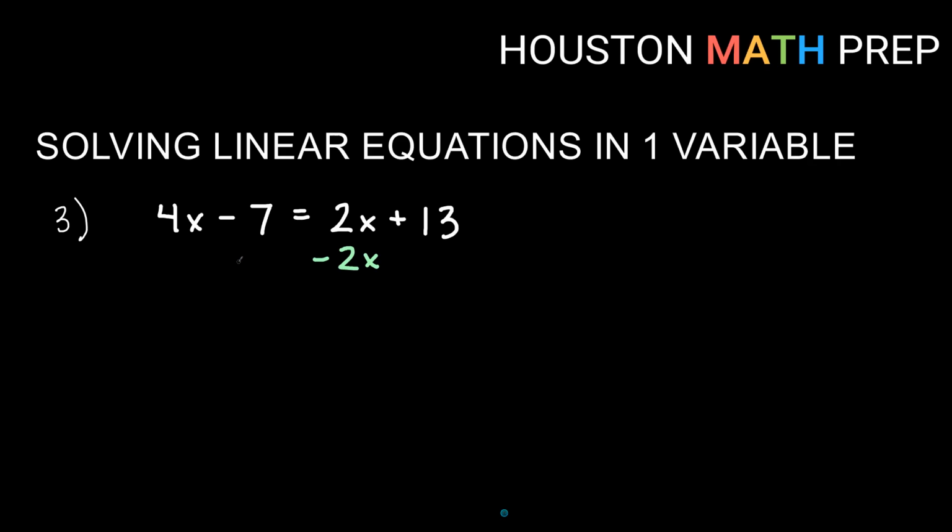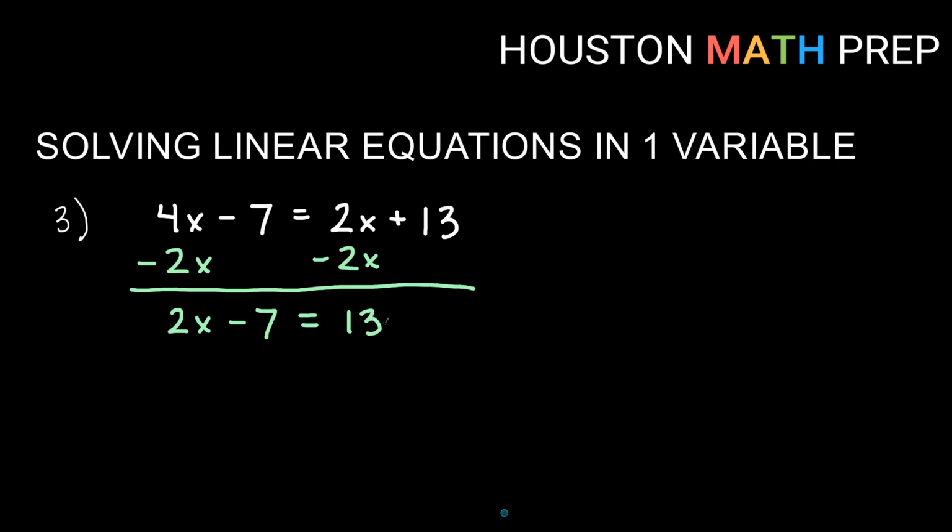Now, you want to make sure that you're doing it with the like term. If I subtract 2x, 2x and 7 are not like terms, so I need to subtract it from the x term over here. So I'm going to subtract 2x from the 4x term because it's the like term that minus 2x will go with. So I'll have 4x minus 2x gives me 2x. I still have the minus 7. On the right side, we got rid of the x term, the 2x, but we still have the 13.